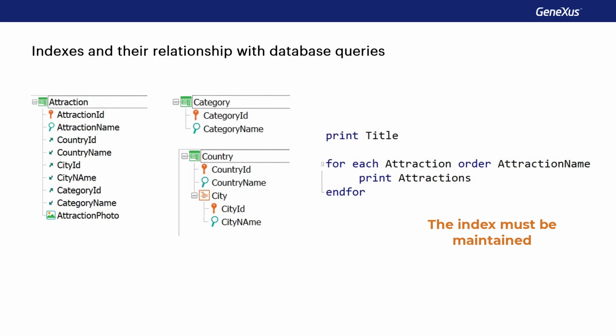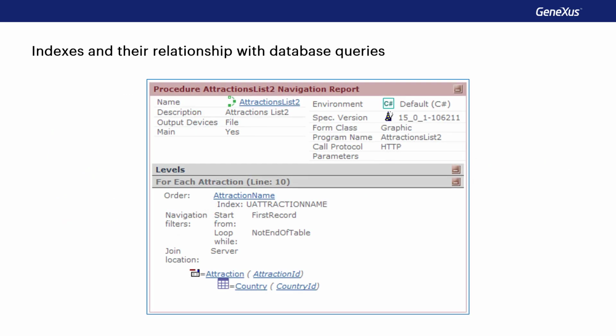Once we've done this, the database will be reorganized by pressing F5 to create this new index. Then, in the navigation list, we'll see that Genexus will use that index that has just been created. It's worth mentioning that just as we create it, at any time we can delete an index, and by pressing F5 and reorganizing, we'll return to the previous status.